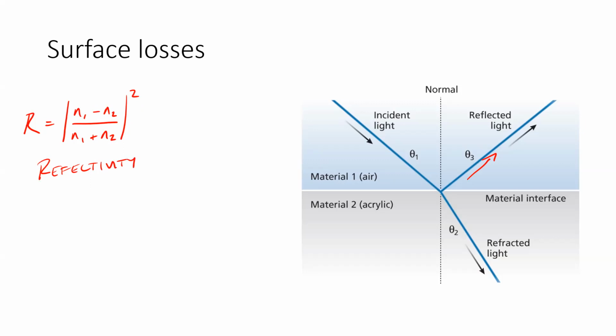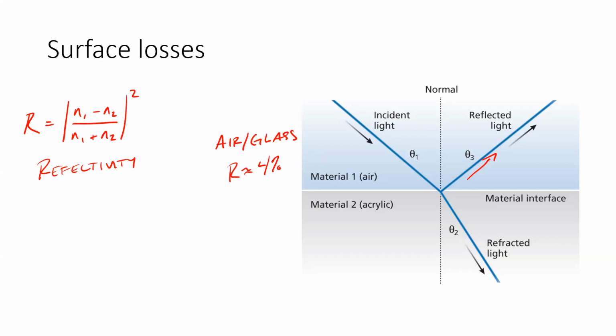And of course, material 1 is where the light comes from. Material 2 is where the light is going. Right? As just a number that I keep in my head for air and glass, R is about 4%. Right, so 0.04.